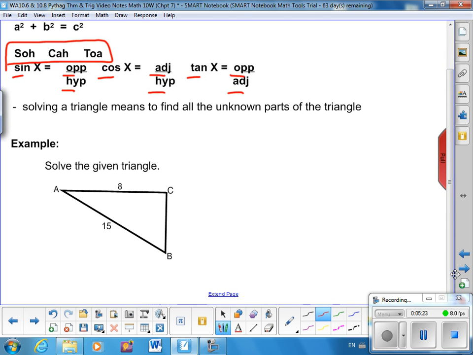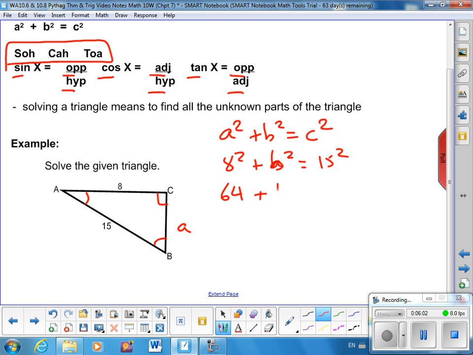So when you have a question that says solve the given triangle, we need to find the missing parts. So I'm missing this part, side A. I'm also missing angle A, and I'm missing angle B. Okay? So we're going to need to figure out the angles using the trig functions, and we can find the missing side A using the Pythagorean theorem. So let's try finding the side first. It probably doesn't matter what order we do this in, but we're going to do a squared plus b squared equals 15 squared.